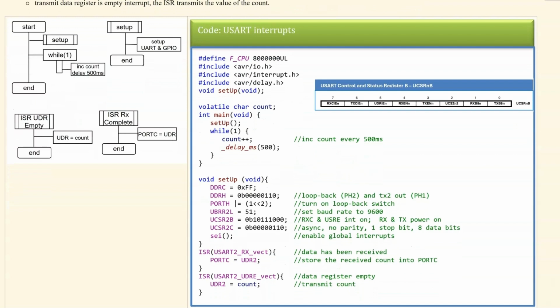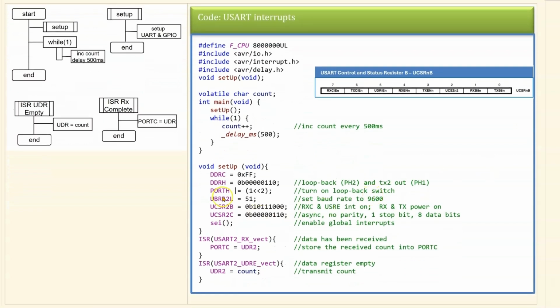Scrolling down and looking at the code, we're setting up the general purpose I/O. So we are setting port C for output. We are configuring bit 2 and 1 for loopback and the transmit out. We're turning on the loopback switch. Now the board registers are explained in a previous nutshell, so I won't show that here.